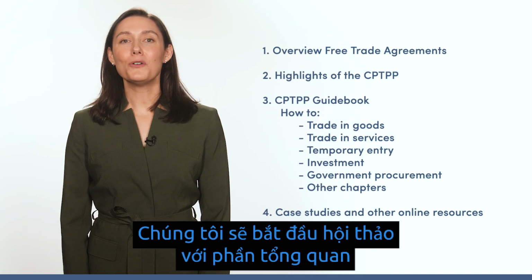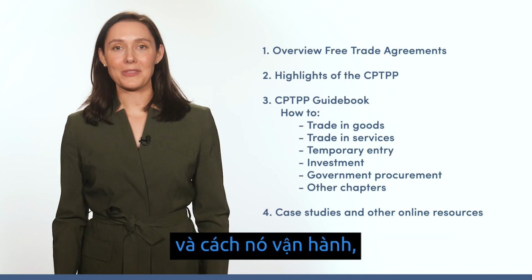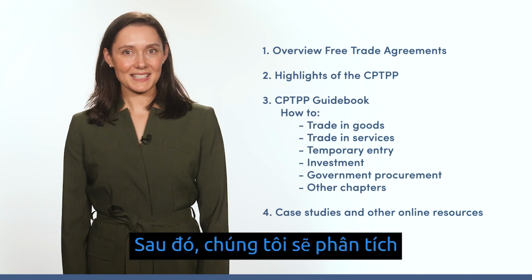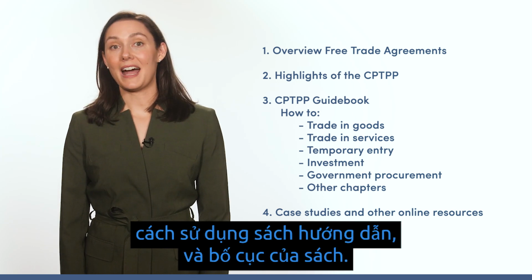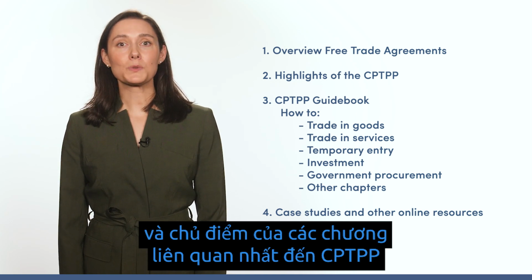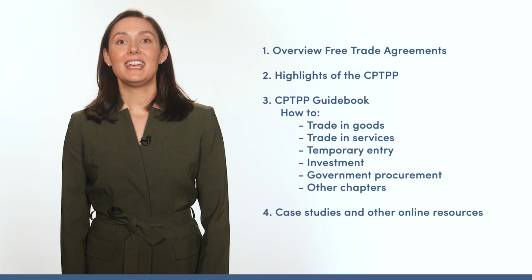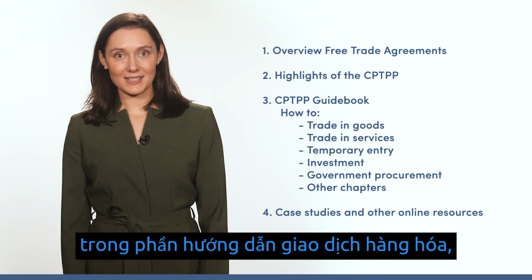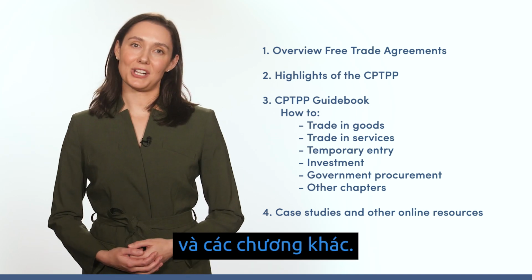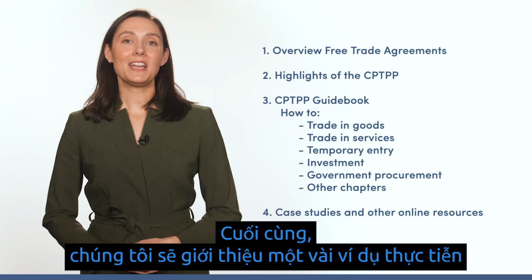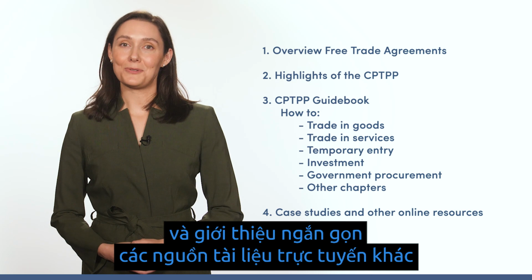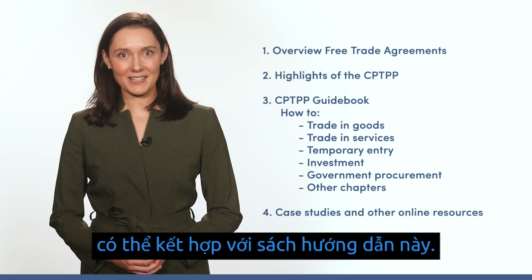We will begin our workshop with an overview of what free trade agreements are and how they work, followed by a brief overview of the CPTPP and its benefits. Next, we'll give you a breakdown of how to use the guidebook and how it is organized. Then, we'll get more into the detail of the contents of the guidebook and the objectives of the most relevant chapters of the CPTPP in our how-to sections on trade in goods, trade in services, temporary entry, investment, government procurement, and other chapters. Finally, we'll provide you some case studies to apply what you've learned today and provide a brief overview of some of the other online resources that can be used in combination with the guidebook.